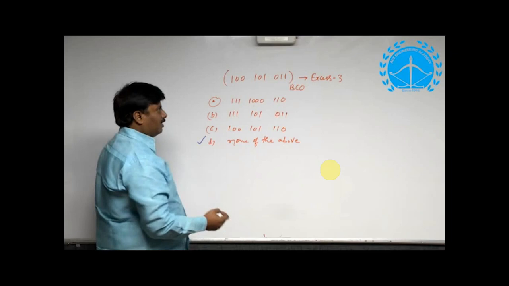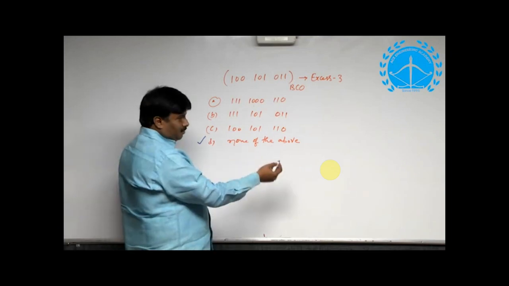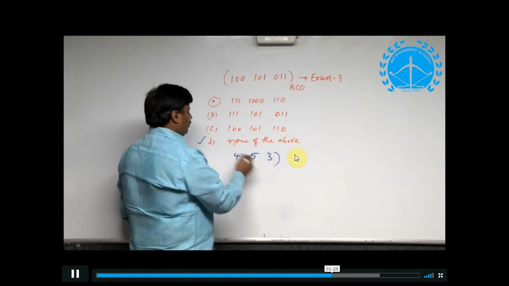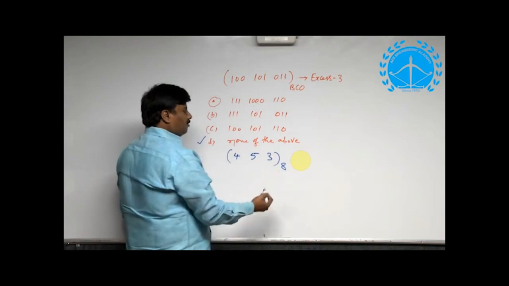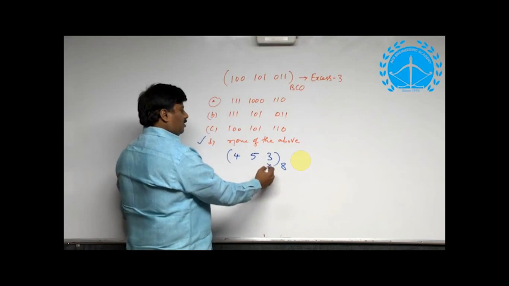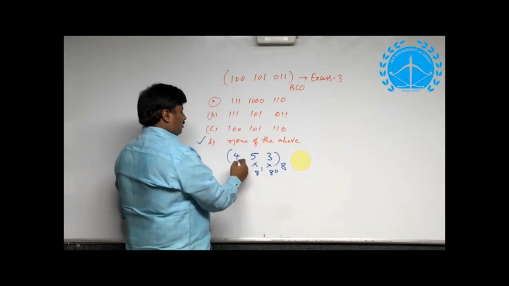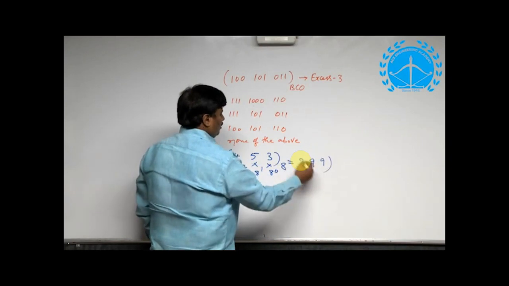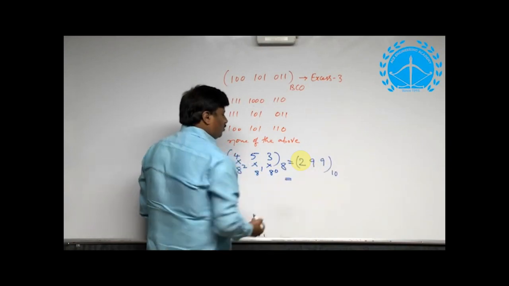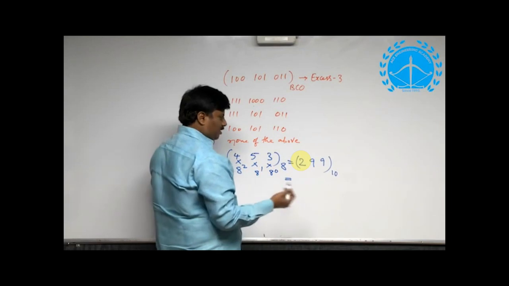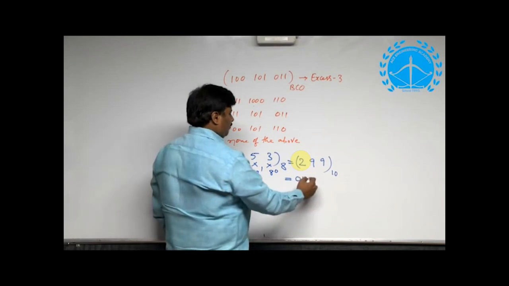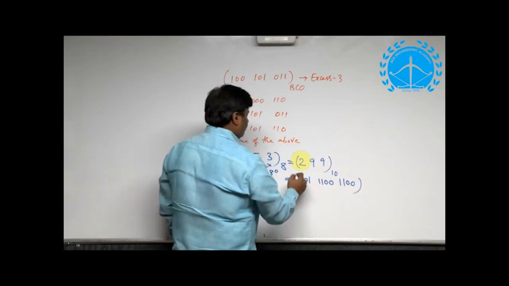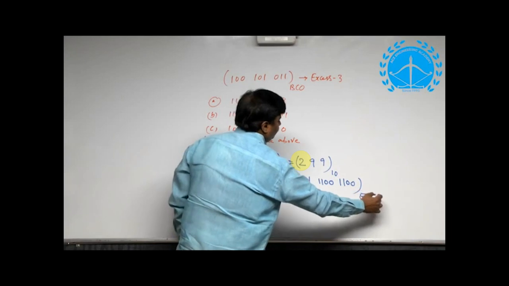So to get the right answer for this question, convert this into BCD and then add 3 to all. It is 453 octal, so convert it into decimal to get the BCD answer. 3 into 8 power 0, 5 into 8 power 1, 4 into 8 square. It gets you a 299 decimal answer. So it is the BCD of 299. XS3 is adding 3 to each digit: 2 plus 3 is 5, 9 plus 3 is 12, 9 plus 3 is 12. Which is the final answer for this question.